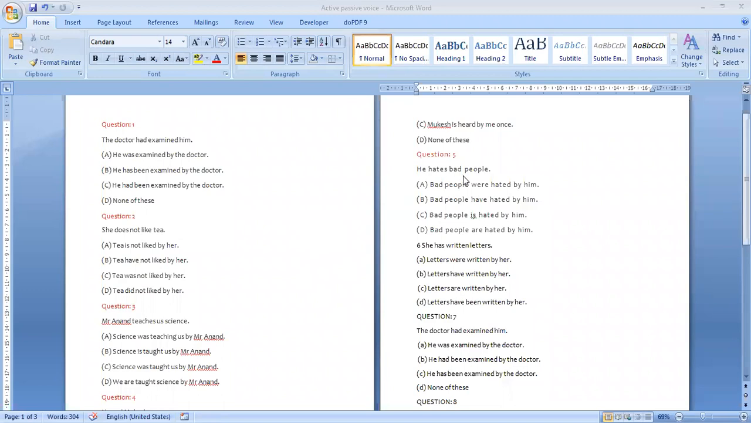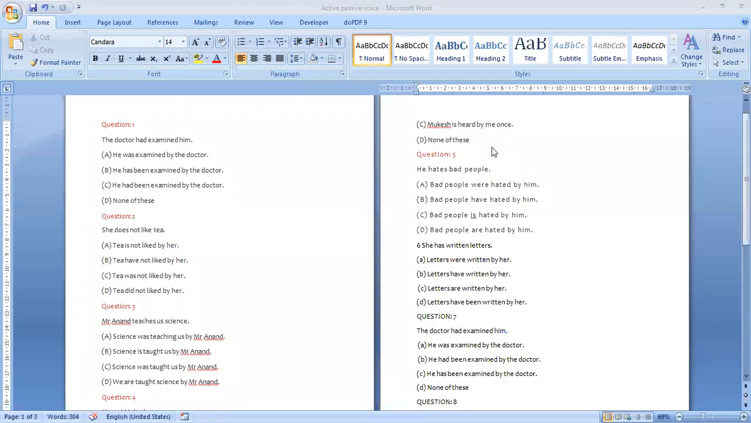Fifth one, he hates bad people. Second answer is option A. He hates bad people. So bad people are hated by him. So option D is correct.